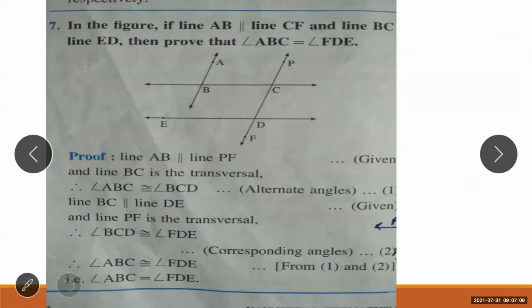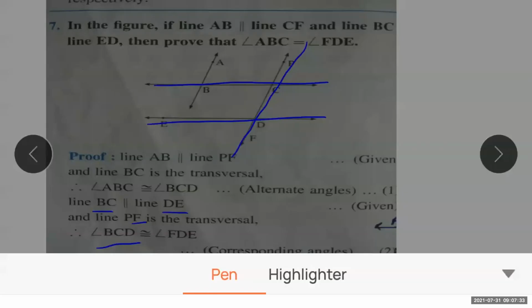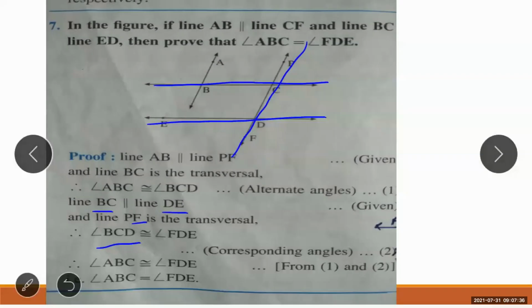Now likewise, second is line BC. You can see here, line BC is parallel to line DE. Now see, BC is this line. BC is parallel to line DE. And PF will be the transversal in the second condition. So PF is this one. Now in this case, angle BCD is congruent with angle FDE.